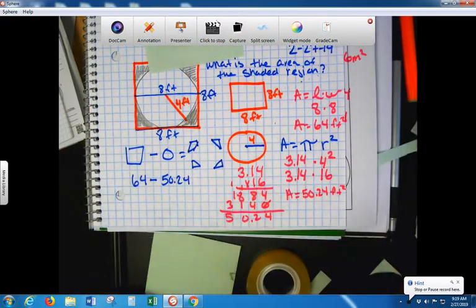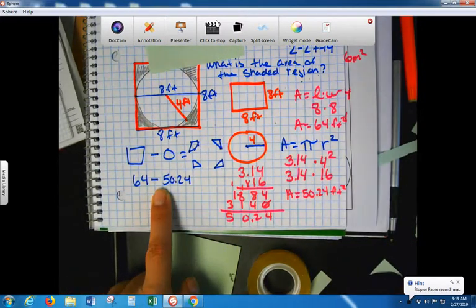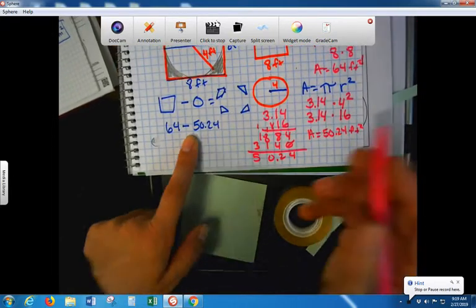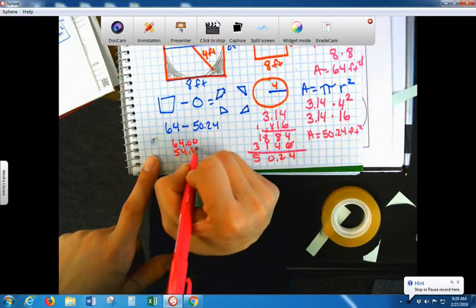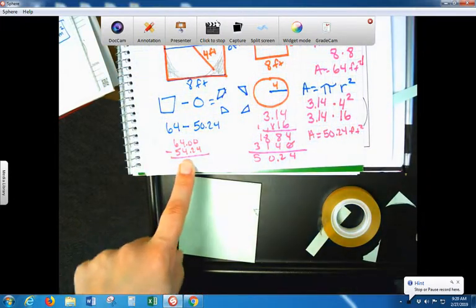Now can I subtract that way? No, right? I gotta put them one on top of each other, right? You do this before I do it. It's subtraction. You guys should be able to do it.